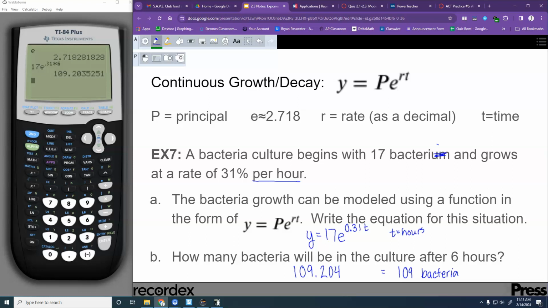That should be bacteria. You can't have part of a bacteria, so I would go with that as my final answer. But I'd write this number down too, just in case they were looking for the decimal place there. Everybody good there?